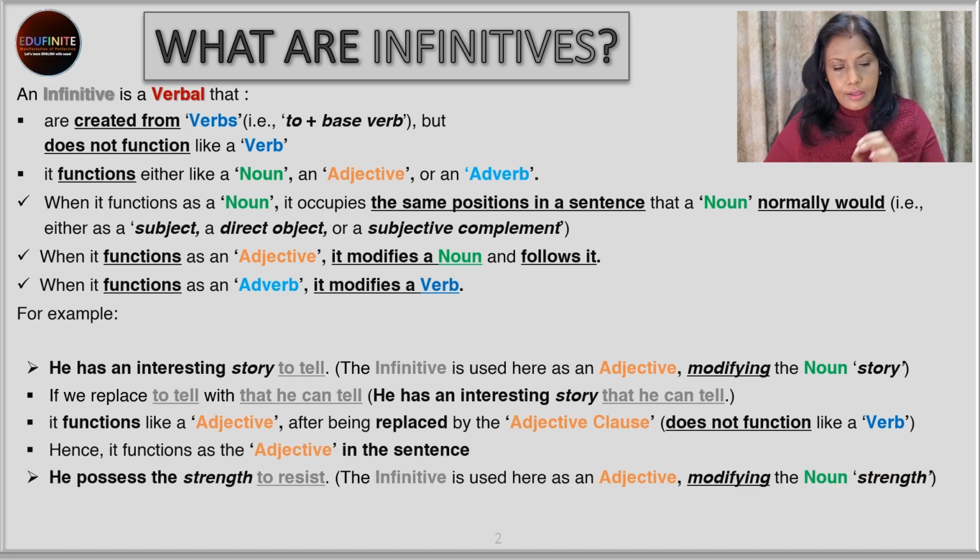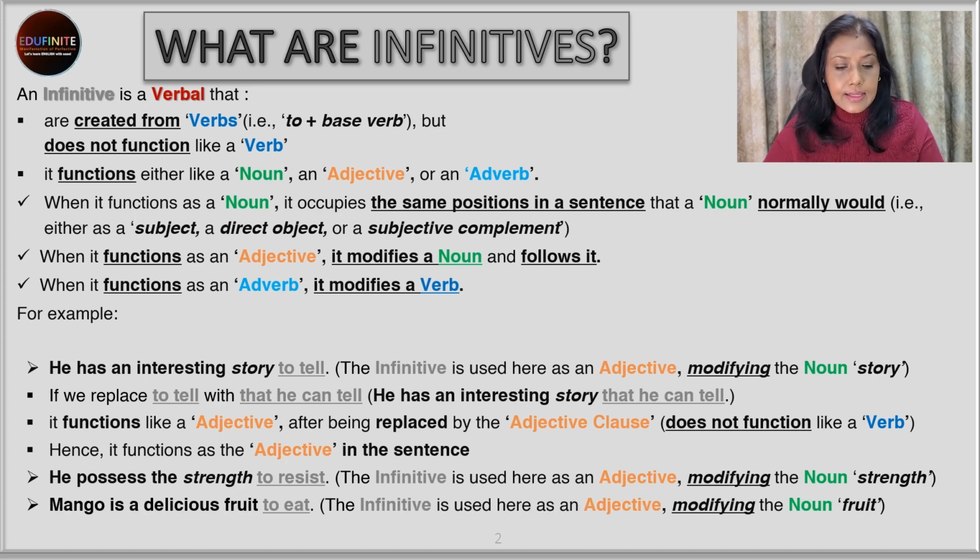Next, the next sentence. He possesses the strength to resist. So again over here, he possesses the strength. How? To resist. That means he has the strength by which he can resist someone, if someone is trying to threaten him or trying to forcefully do something to him. So he has the strength to resist that person. So to resist is modifying the noun strength. Hence, it is functioning as an adjective and not as a verb.